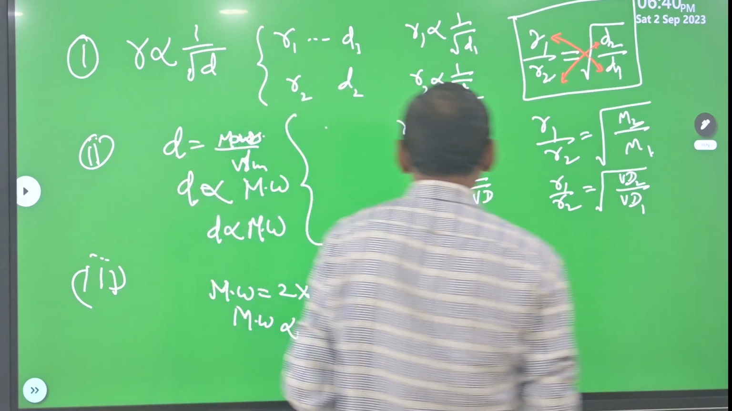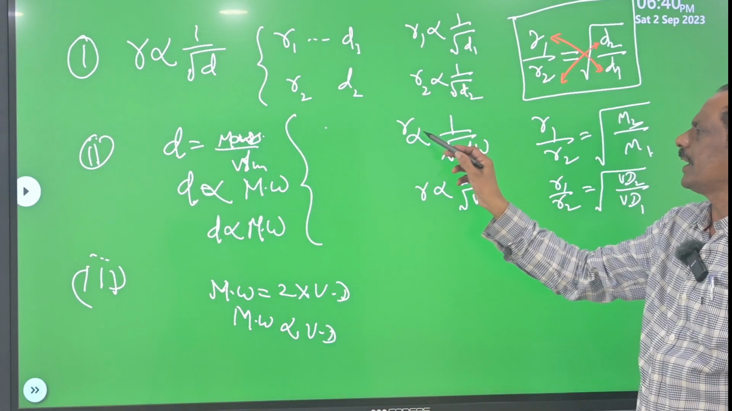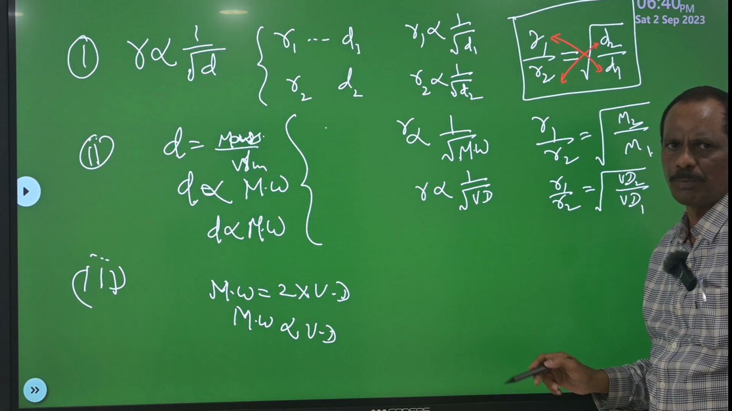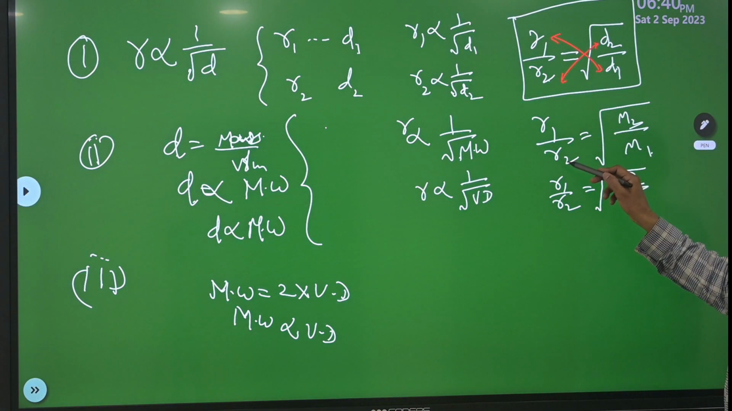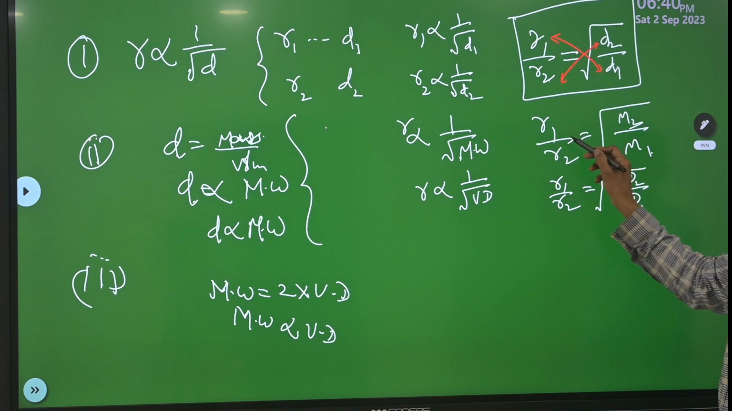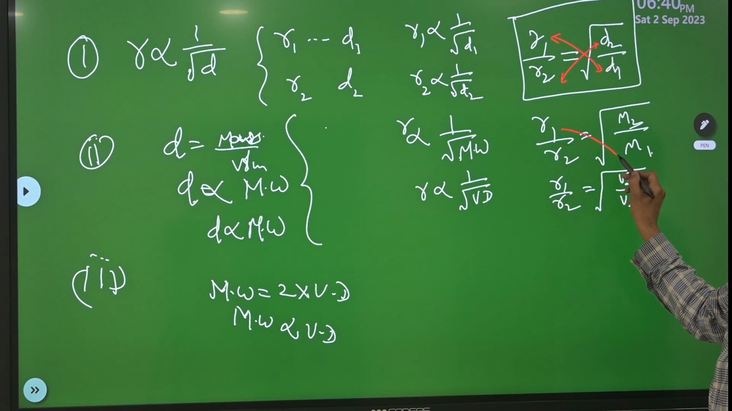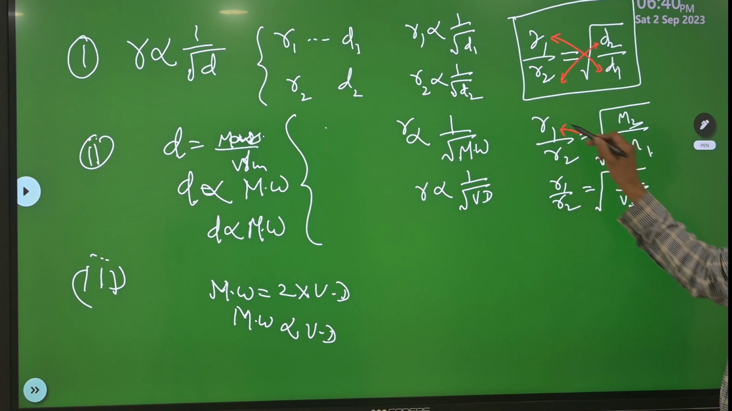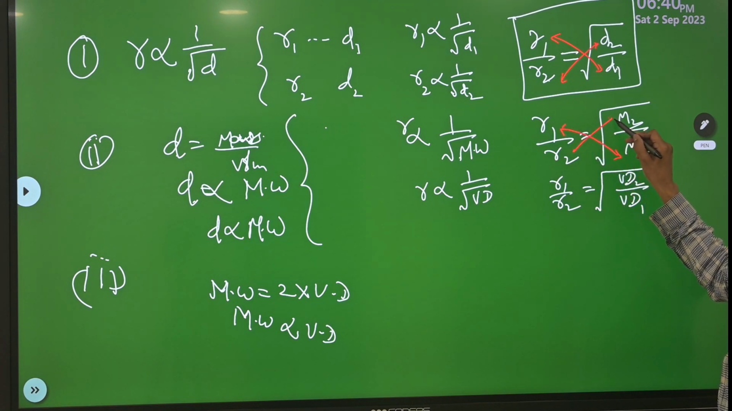Therefore, Graham's law can be stated in another way. The rate of diffusion of a gas is inversely proportional to square root of its molecular weight. R1 by R2 is equal to root M2 by M1. That means the rate of diffusion and its molecular weight are inversely related. R1, M1 inversely related. Similarly, R2, M2 are inversely related.